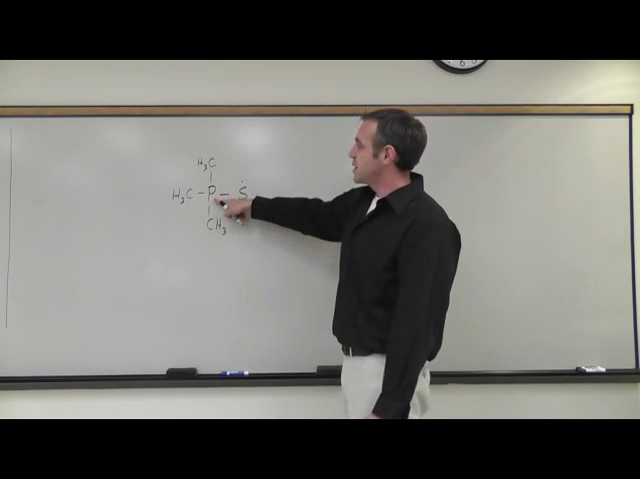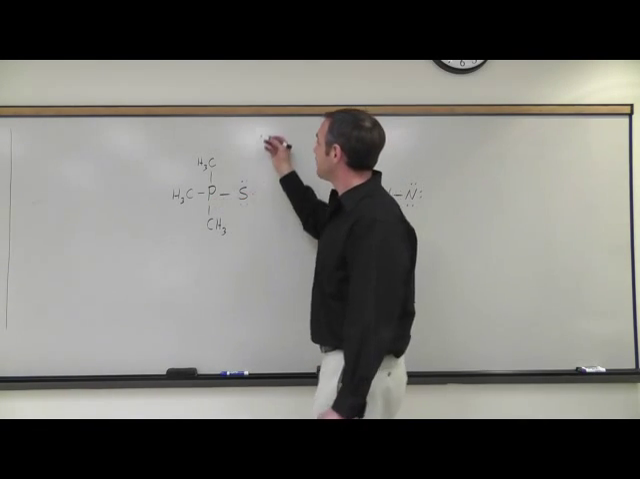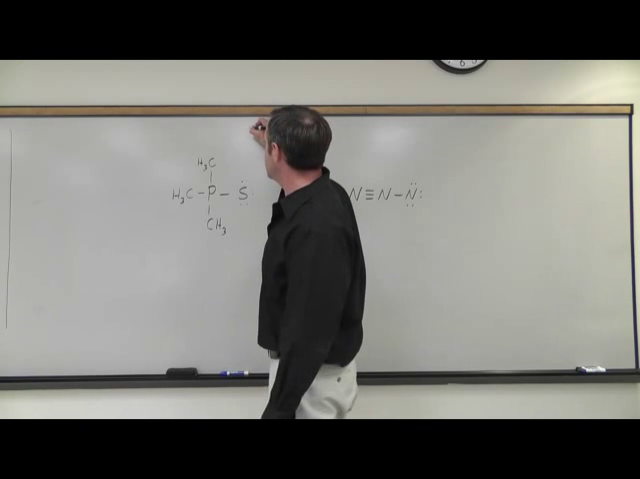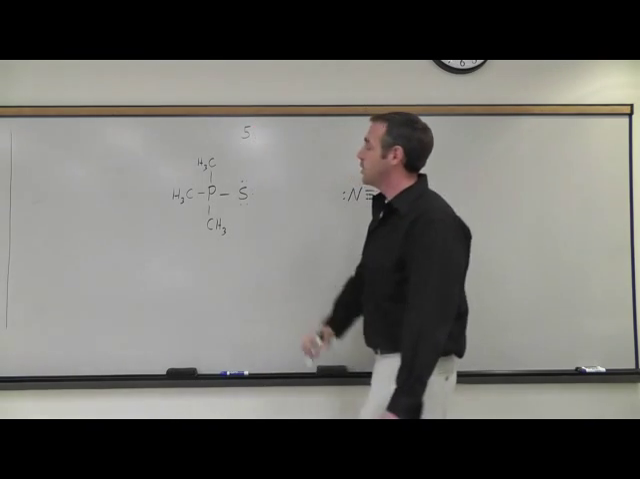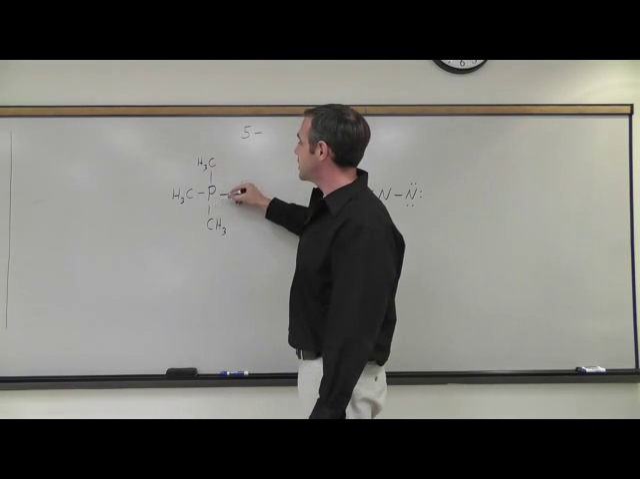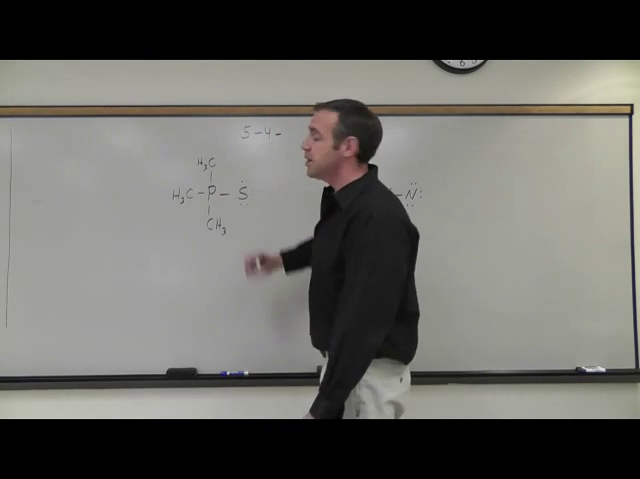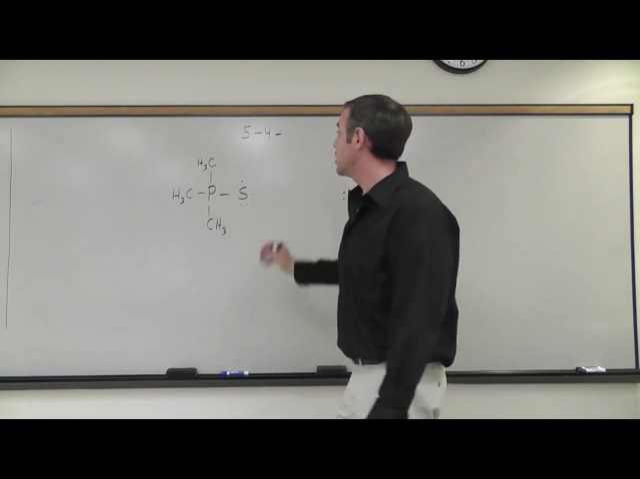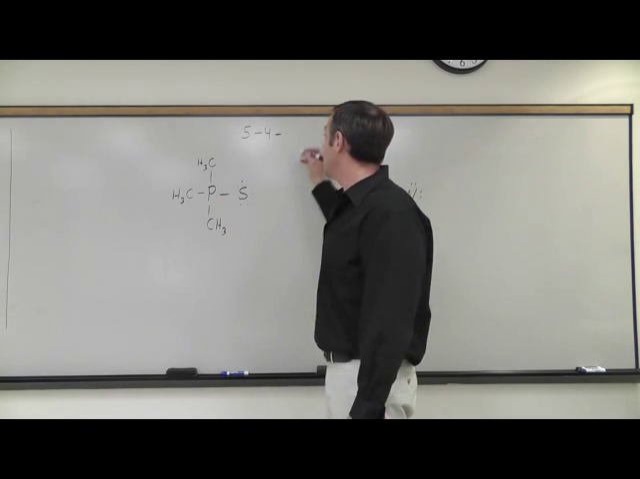For phosphorus, since it's group 5, the formal charge calculation is the group number minus the number of bonds to that atom minus the number of electrons in lone pairs. In this case, there is no lone pair.